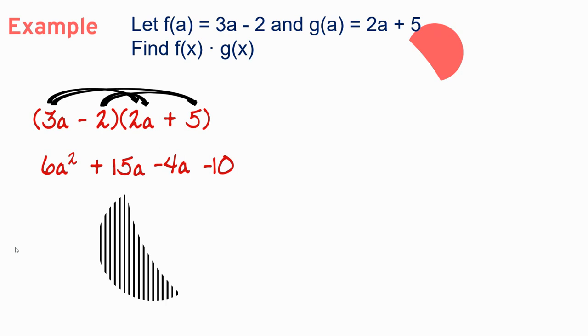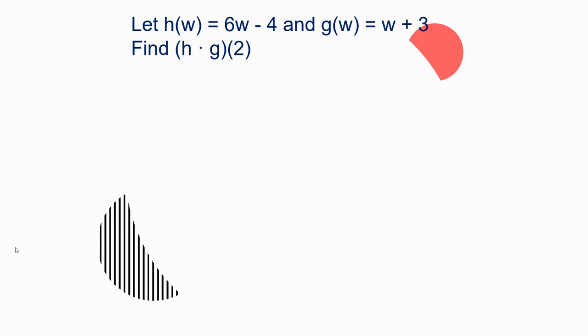Make sure you're multiplying or distributing each term in each function. So now we can combine like terms, and that gives us 6a squared plus 11a minus 10.